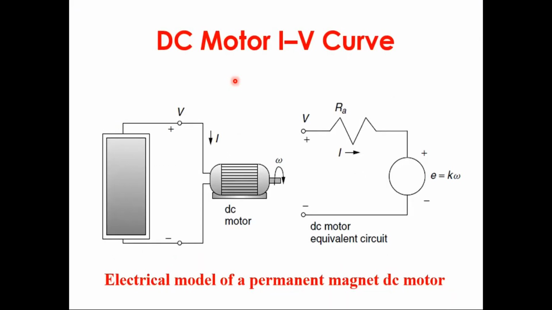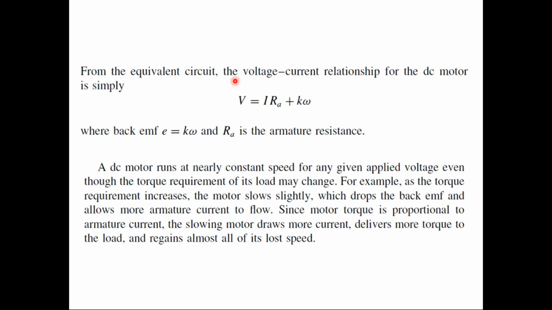Our next load is the DC motor. It is the most versatile load used in the PV pumping application. So if you look at the IV curve of the DC motor, the equivalent equation of the voltage is I into RA plus kW, where kW is known as the back EMF.